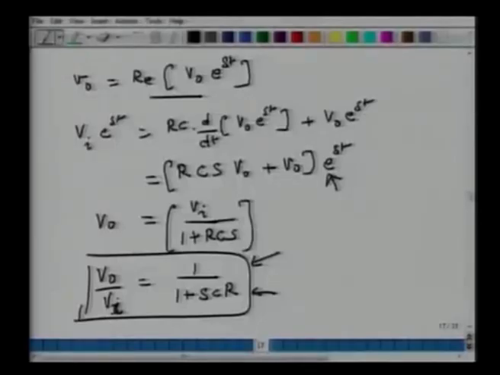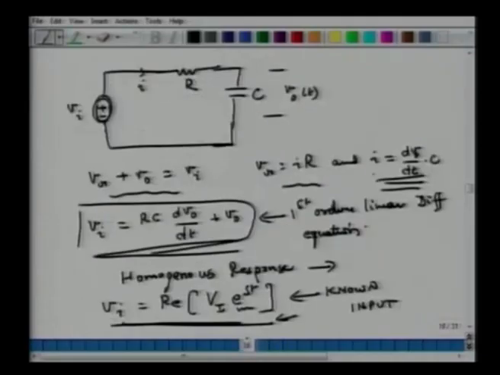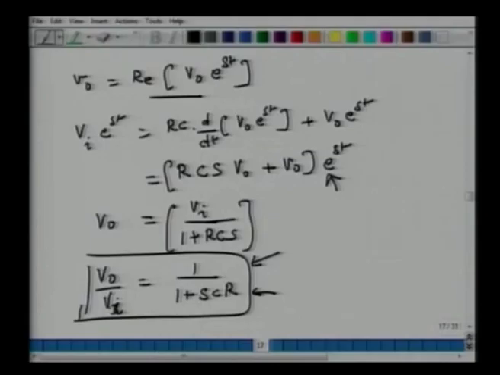Again we are seeing that the complex notation comes in very handy to solve some of these problems, especially if we are interested in the steady state response of systems. We had drawn this circuit with Vi and V naught. The input was Vi and the output which we were trying to find is V naught, and we developed a ratio. V naught over Vi is this thing. This ratio is called the transfer function.